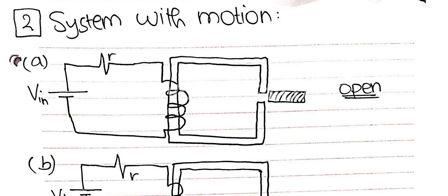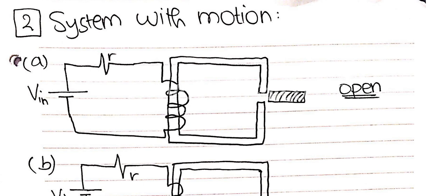Good afternoon. Today I'll be discussing energy conversion in electromechanical systems and giving an example of an application of that conversion. We'll start with systems with motion, where we have a power source, a battery, and the resistance, a coil, and a ferromagnetic material with an air gap that can be closed by a plunger.